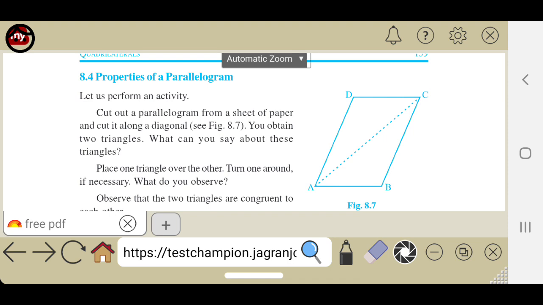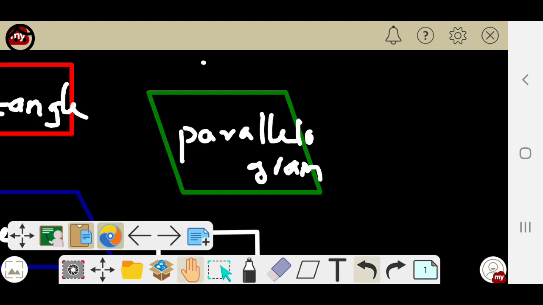Properties of a parallelogram. Dear children, while thinking about properties of a parallelogram, yes, a parallelogram is a four-sided polygon, and we know that its opposite sides are equal, opposite angles are equal, its diagonals bisect each other, and adjacent angles are supplementary.